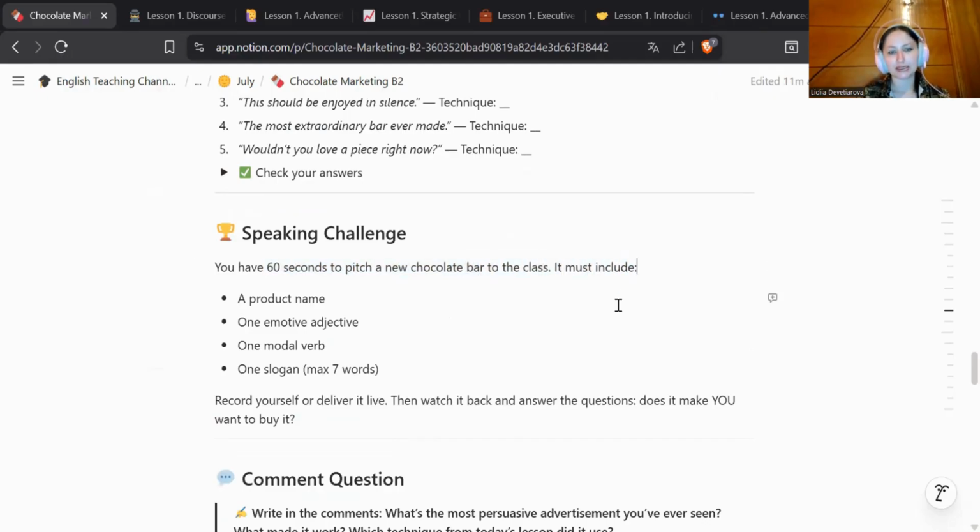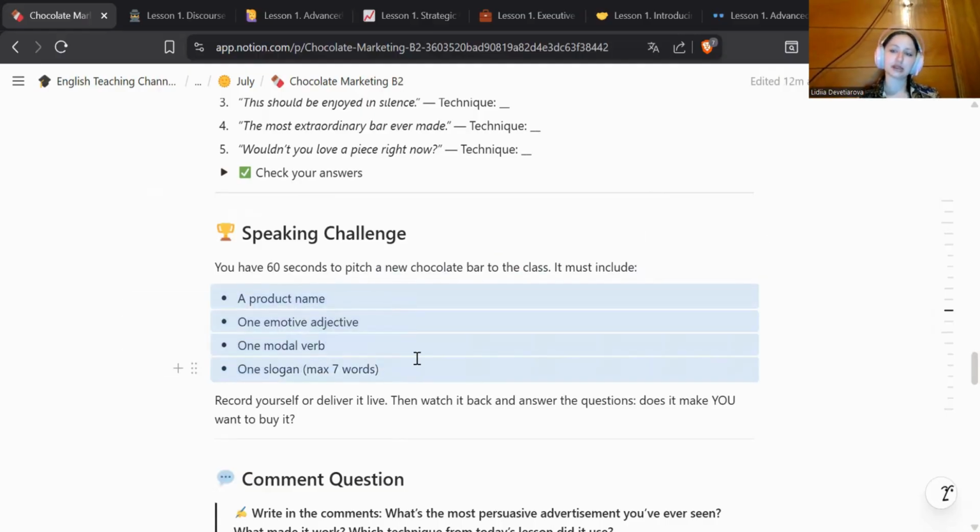You have to create a 60-second pitch to a new chocolate bar. You can say it to your friend, your relative, your partner, your family member, whatever you feel like. You can even type it out in the comments. You can record yourself, whatever you feel like, you guys. But here are some things that it must include. Product name, one emotive adjective. We've had quite a lot of those today. One modal verb, one slogan, up to 7 words, because remember, slogans are concise, yep.